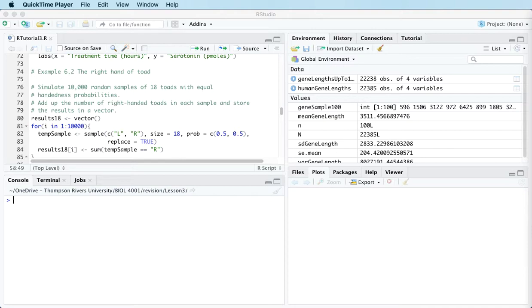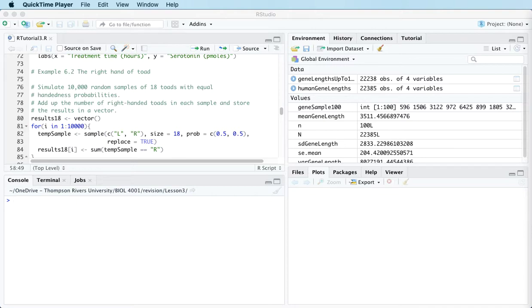The population parameter of interest in this case is the population proportion of right-handed toads. So we're going to call that P. And our null hypothesis is that P is equal to 0.5. So in other words, there's just as many right-handed as left-handed toads in the population. And then the alternative hypothesis is that P is not equal to 0.5. So that's our first step. We've set up our null and alternative hypotheses.